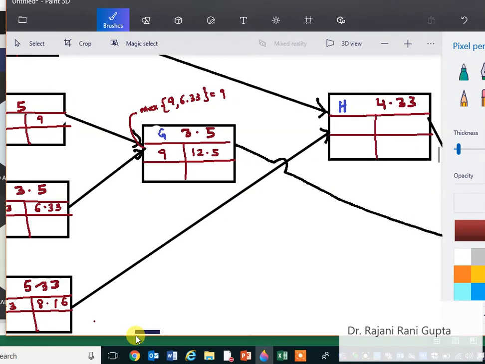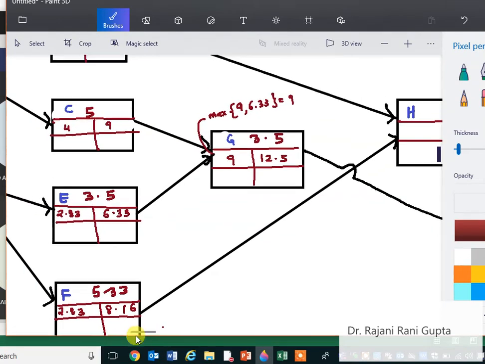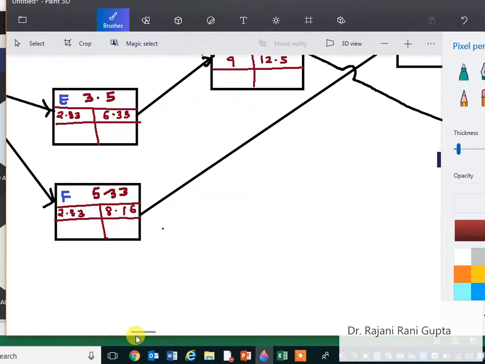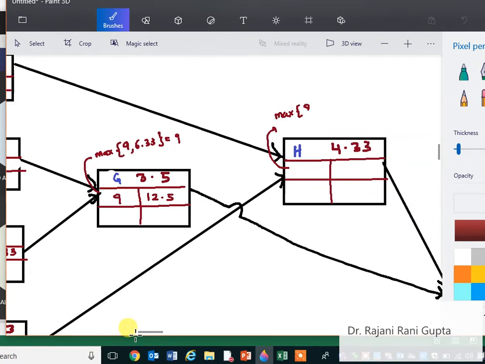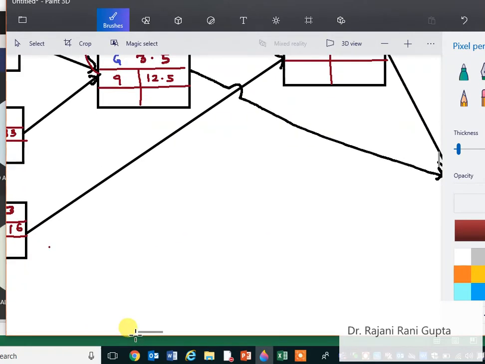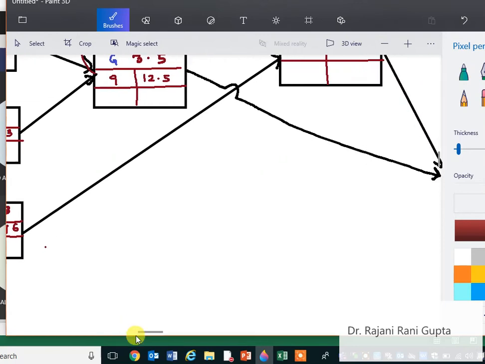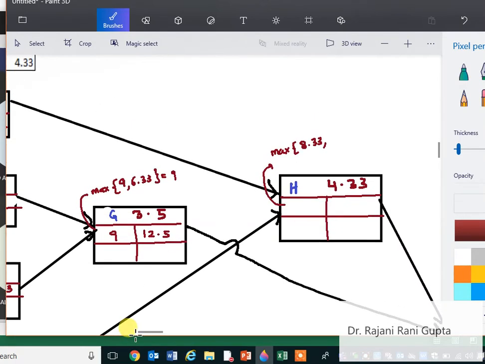Similarly, H has two preceding activities, D and F. So again this will be the maximum of the early finish of D, which is 8.33, and of F, which is 8.16. So what is the maximum?